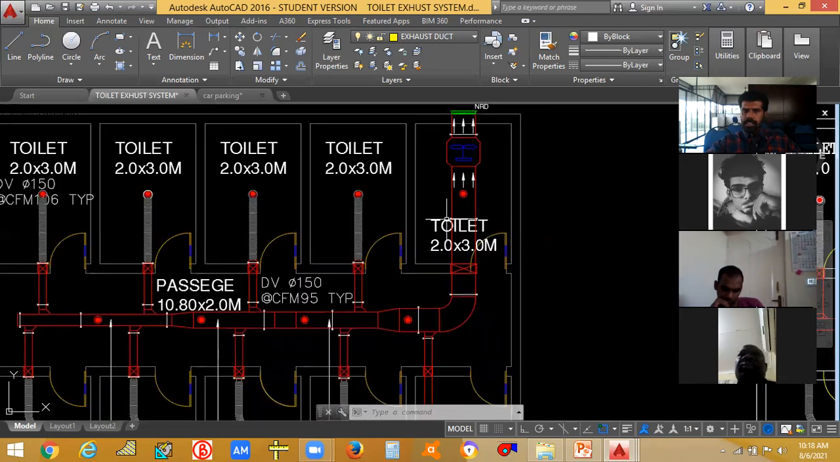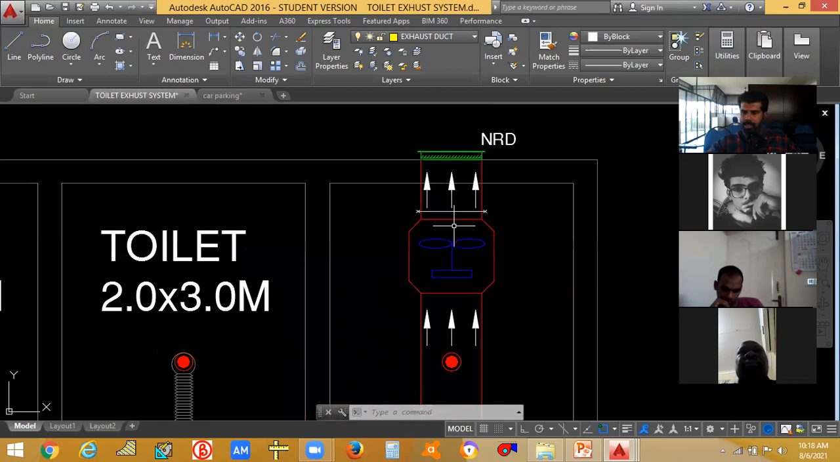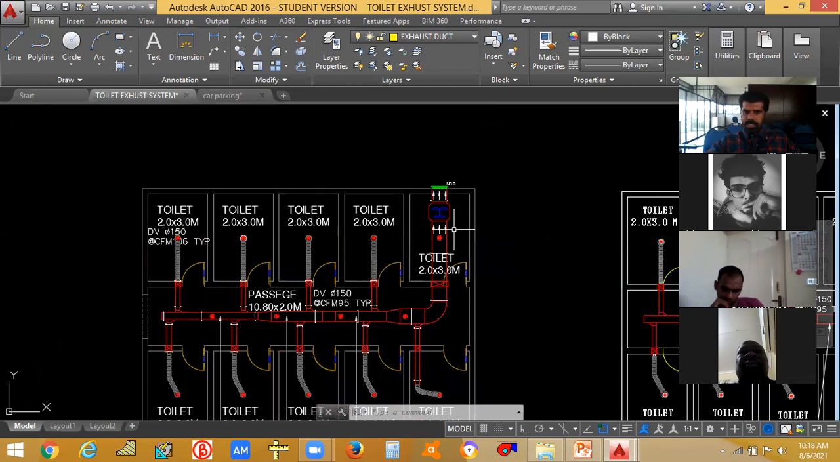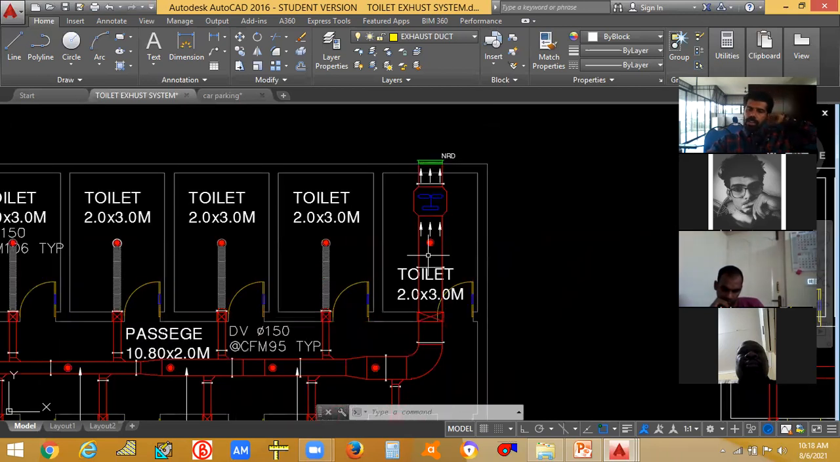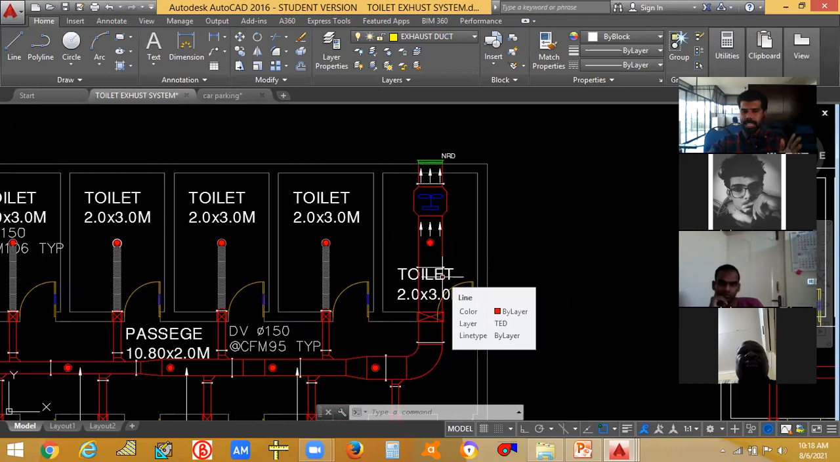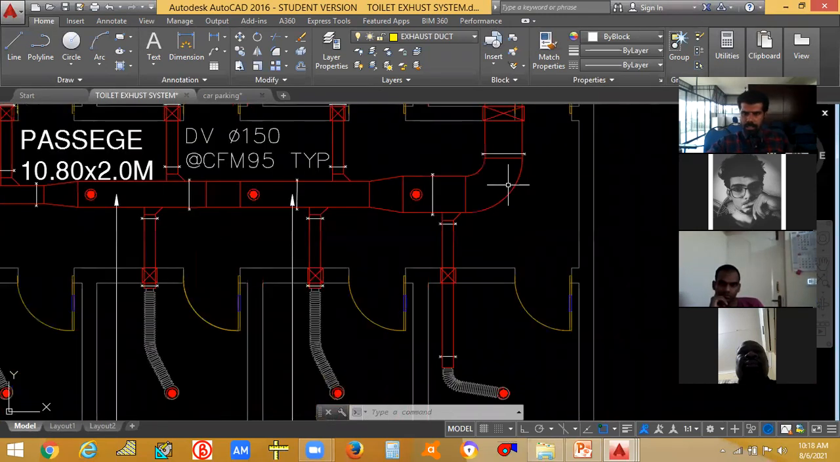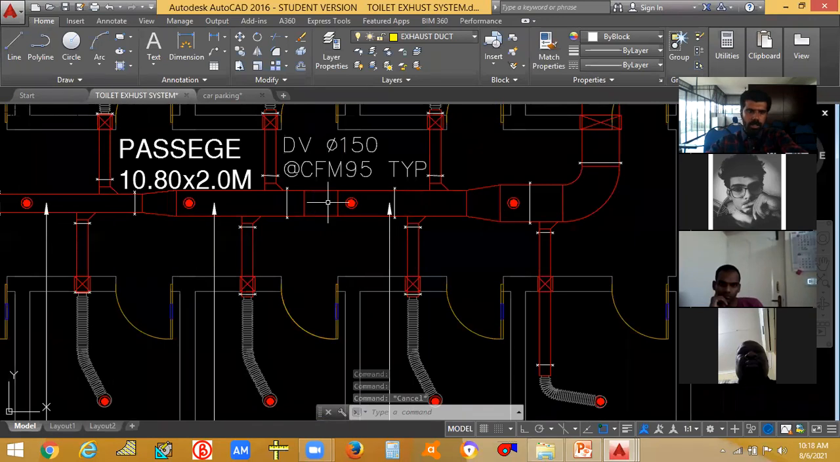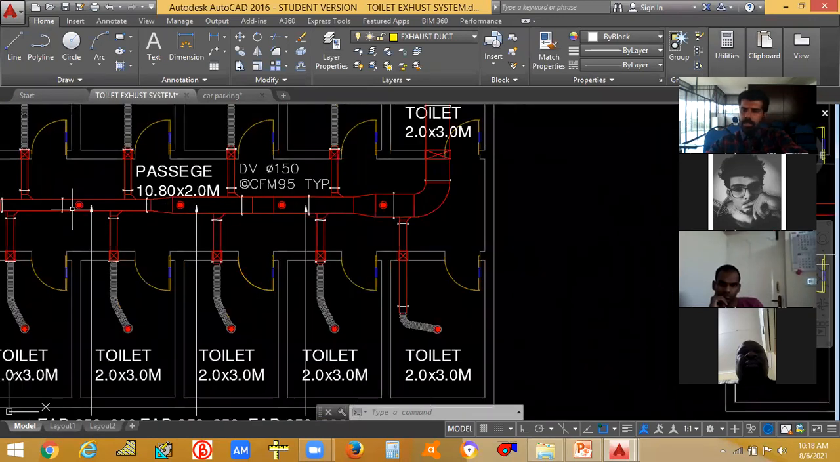And you have to decide the fan size based on the total CFM in this particular room, plus you have to calculate the static pressure. Here there is an elbow, so you have to find the static pressure of this elbow. You have reducers, 1, 2, 3 reducers are there. According to that, you find the static pressure also.